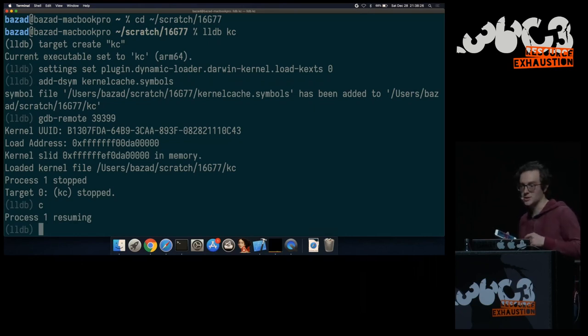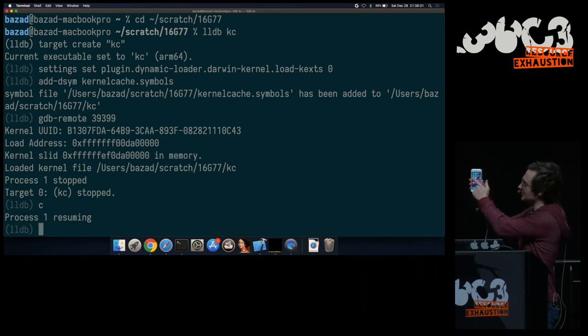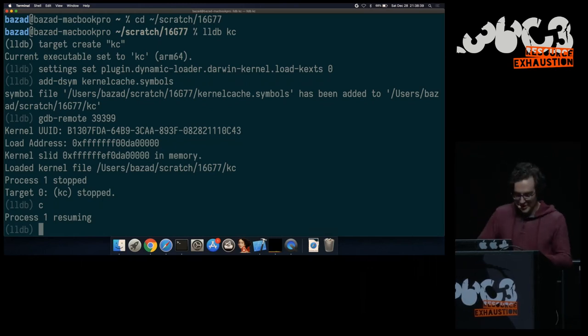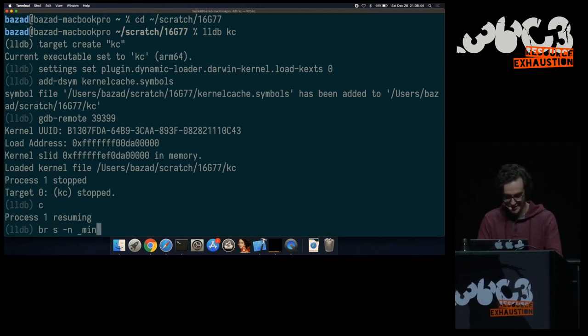Now I can't show this on the display, but for those of you in person, you can see that the device is still responsive. You can do things like load apps, and yet there's still a kernel debugger attached to the device. So we can do things, for example, I'll set a breakpoint on the syscall mincore.